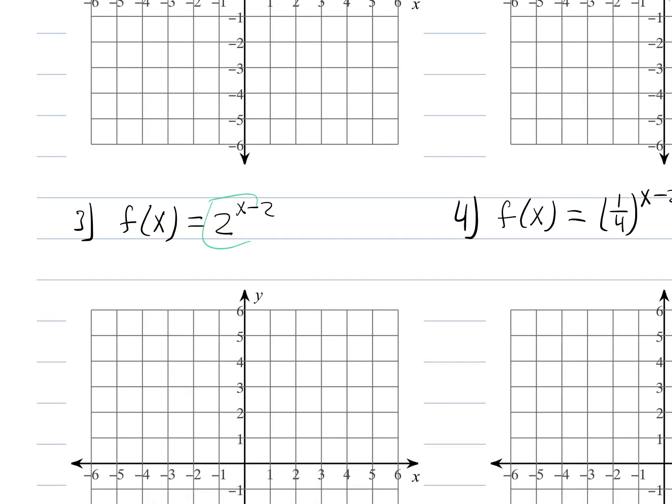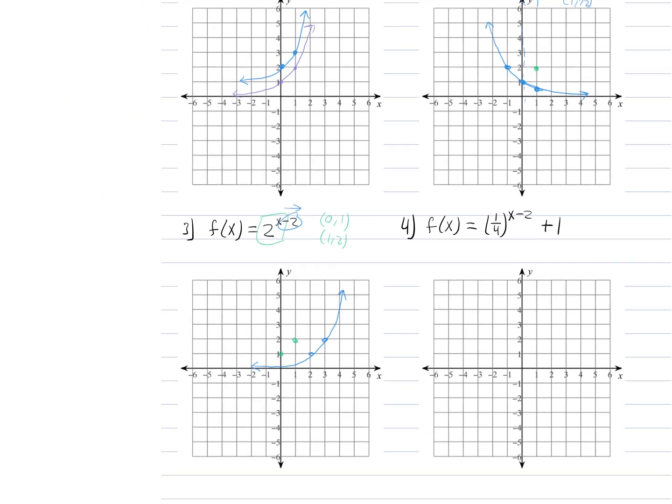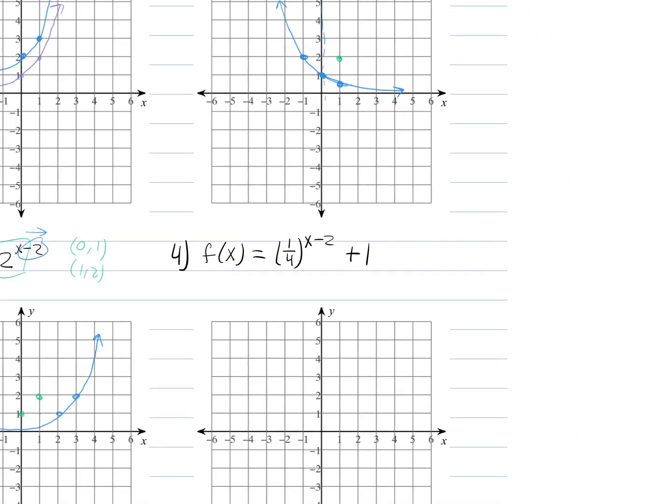All right. Something like this one, we can do the same thing, right? Our parent function here would be 2 to the x, so our points would be 0, 1, and 1, 2. So something like that. And then that -2 in the exponent, right? Remember, if it's in the exponent, it's a horizontal translation. So it's going to go over 2 units to the right. So this graph that we drew, or those points that we plotted in green, we're going to now transform them 2 units to the right, and it's going to look something like that.